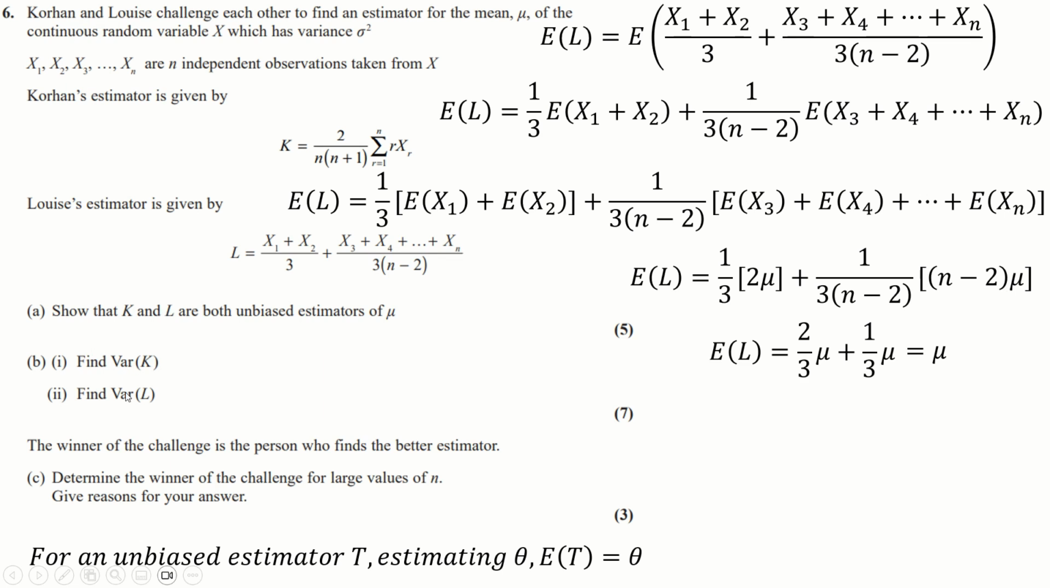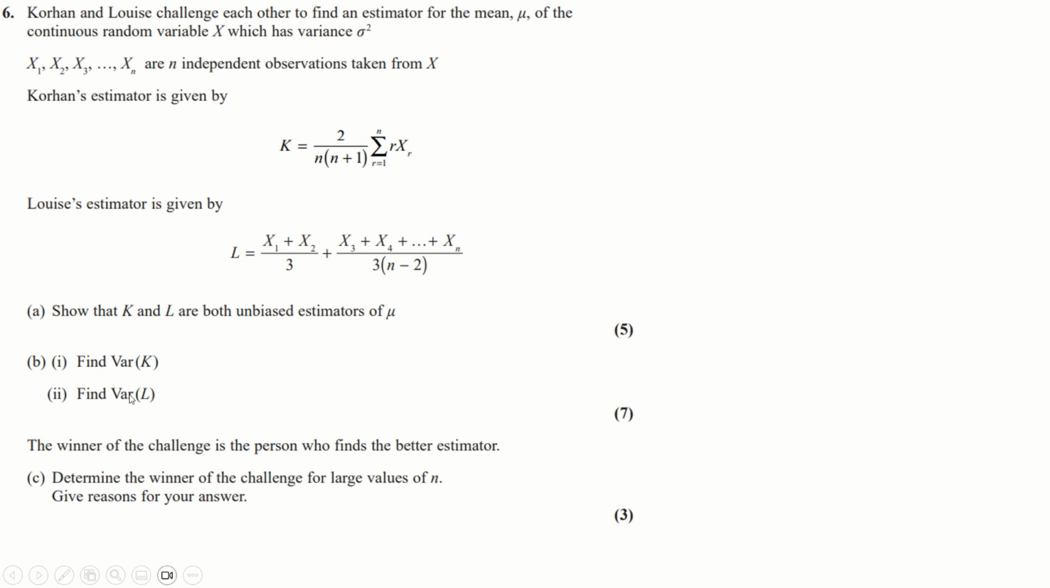B is finding the variance of these two things. Of course, the reason we're going to do this is because if both estimators are unbiased, they're sort of both as good as each other because they're both unbiased. But if one of them has a larger variance than the other, that will mean it's a worse estimator. You want smaller variances if they both have the same level of bias. So, okay, let's work out the two variances then.